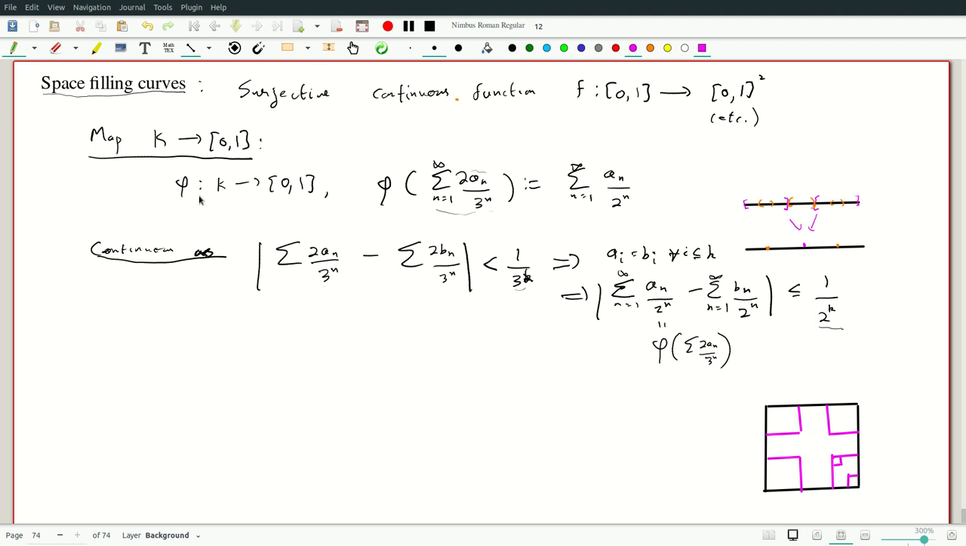So formally this is exactly the product. So formally what we have is K squared, sorry, writing with lines is not ideal. So K squared is the set of all pairs of the sums of 2x_n by 3 to the n and 2y_n by 3 to the n, such that x_n, y_n belong to {0, 1}. Okay, so this is contained in [0,1] cross [0,1].